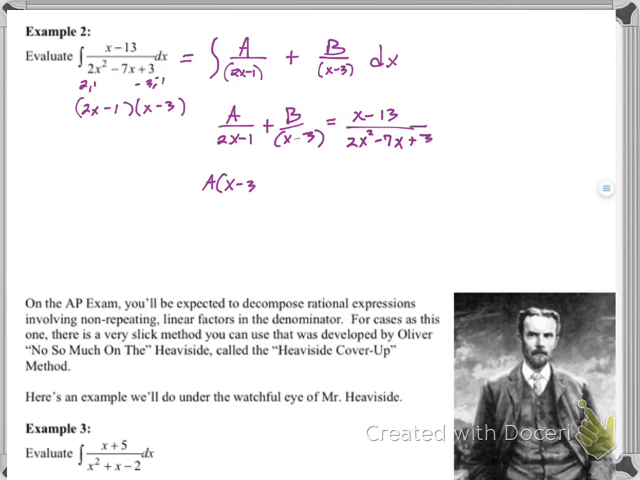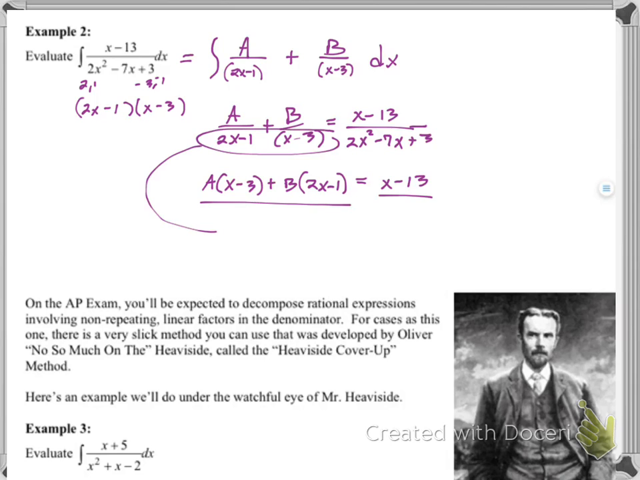And the way we'll solve it is we'll do that little cross product thing on the left. So we got the A times the x minus 3 denominator, B times the other denominator, 2x minus 1, equals x minus 13, and then over their denominators. So usually I'd put under here the 2x minus 1 times x minus 3 on the denominator on the left, and then just carry over the denominator on the right. Well, actually, those don't make much difference.